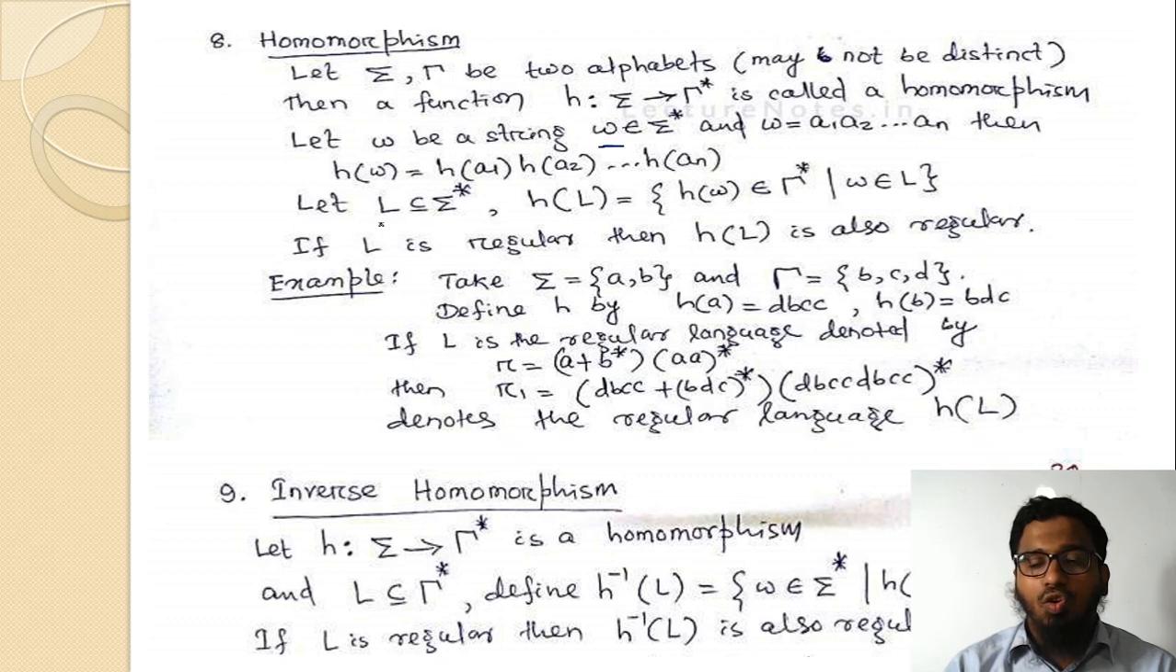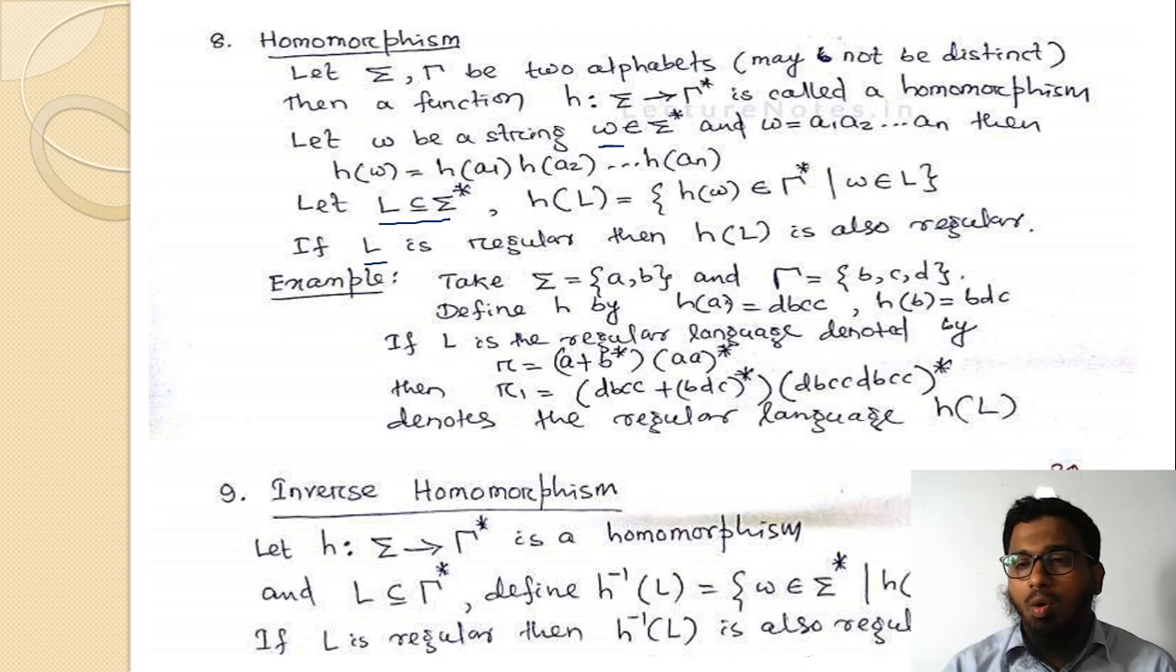For L a subset of sigma closure, h of L is the set of h of w, where w is a1 a2 a3 so on, belonging to this star closure, associated with w belongs to L. So if L is regular, then h of L is also regular. Whenever L is regular, definitely h of L is also regular.